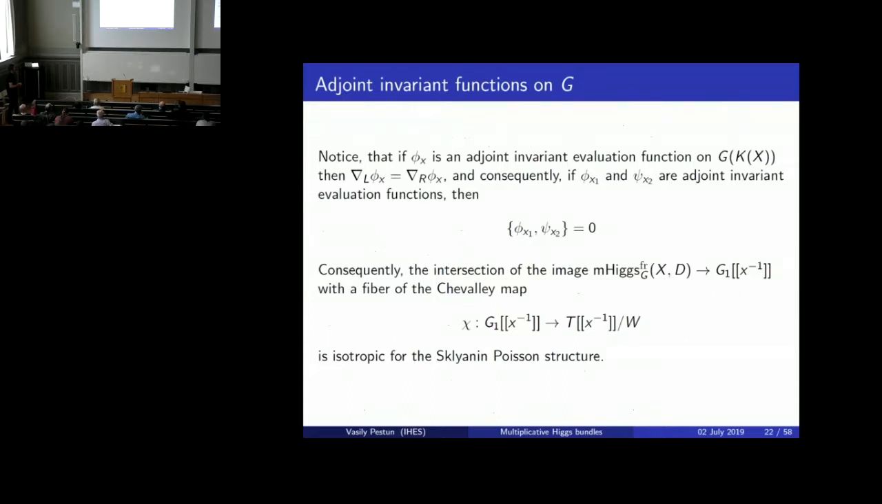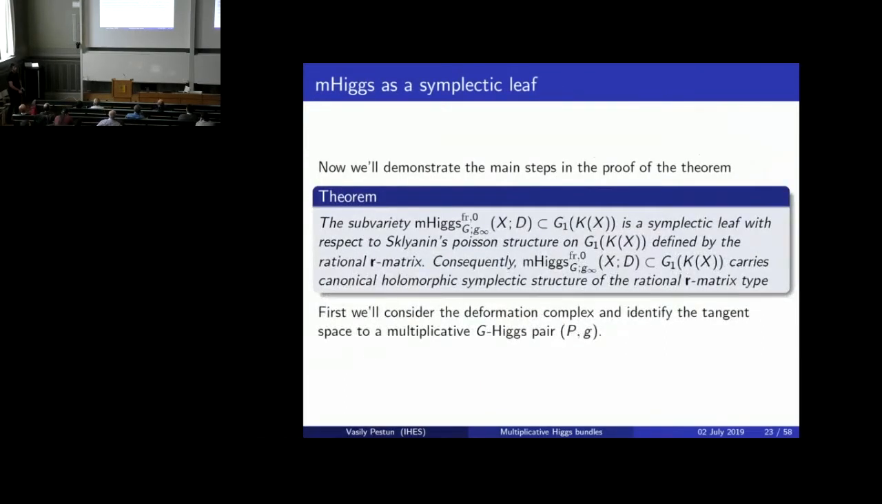And consequently, more abstractly speaking, the intersection of the image of the inclusion of M Higgs in the formal loop group G1 of x minus 1 with the fiber of the Chevalley map, where you take the adjoint invariant functions, so the target could be viewed as a maximal torus mod Weyl group, is isotropic for this Sklyanin Poisson structure. That means essentially that these two functions Poisson commute.